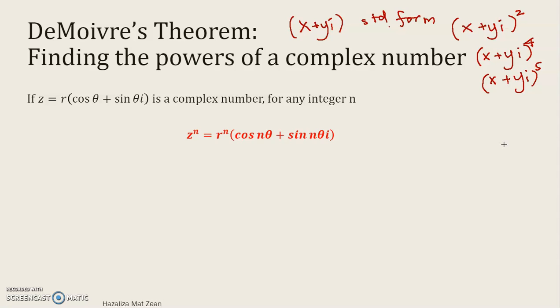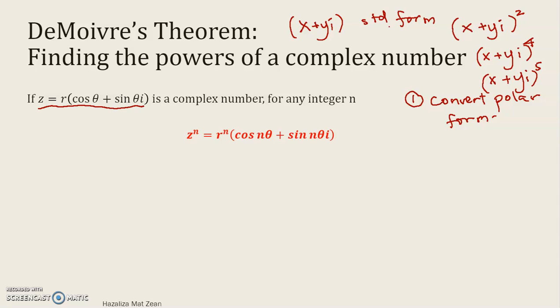In fact, it is very time consuming to find the powers if it is in the standard form. So the easiest way is actually to use De Moivre's theorem. But to use De Moivre's theorem, we first have to convert our complex number into the polar form. So the first step is to convert to polar form. And then the formula is as simple as this one.